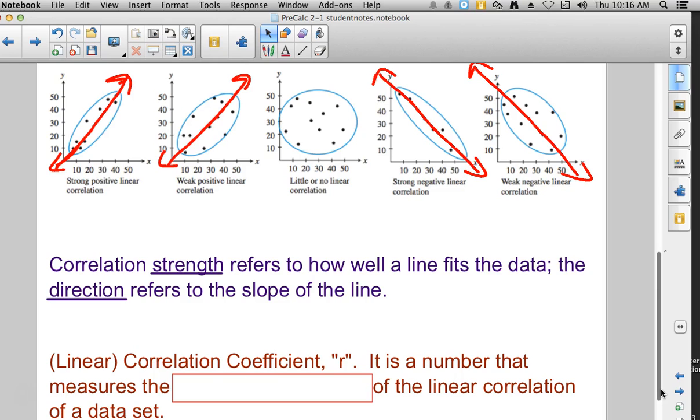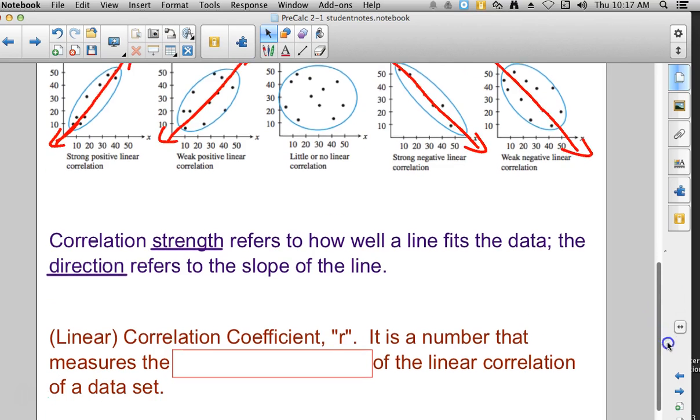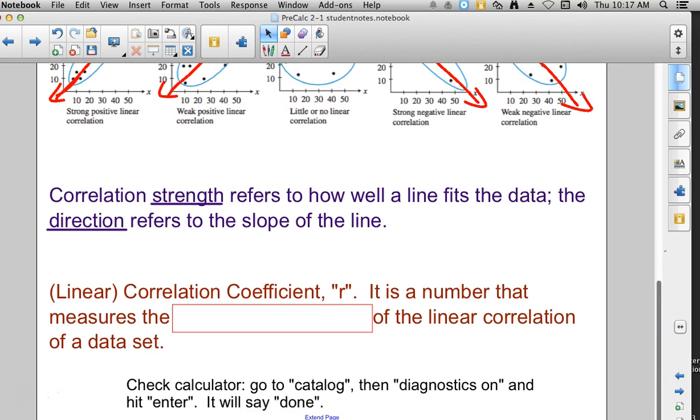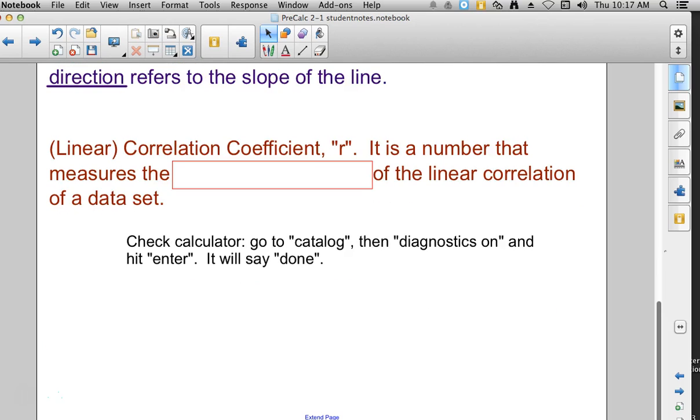So correlation strength refers to how well a line fits the data. The direction refers to the slope of the line. So we're really getting a couple of things here. We're talking about strong or weak versus positive or negative. And linear correlation coefficient, that's our R value. It is a number that measures the strength and direction of the linear correlation of the data set. And again, you're going to want to make sure that that R value is on your calculator for the stuff that you're going to do.